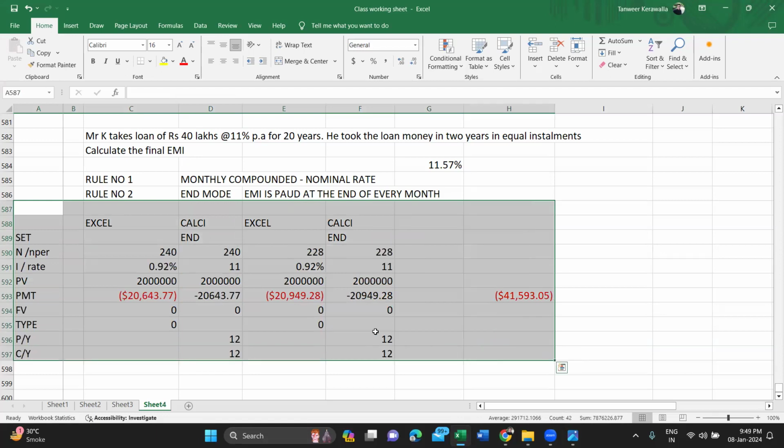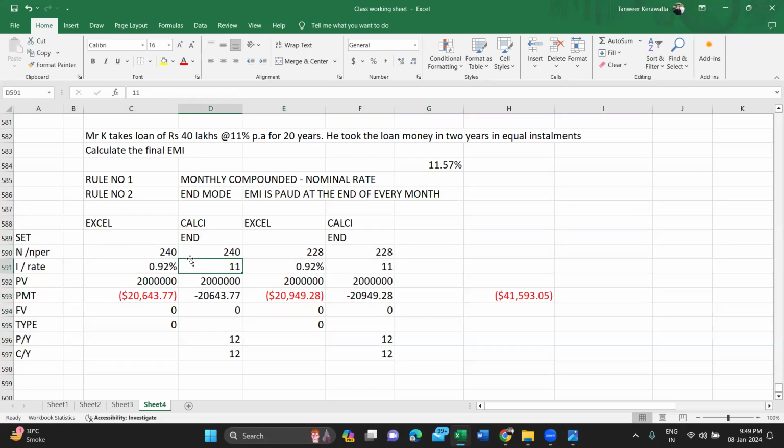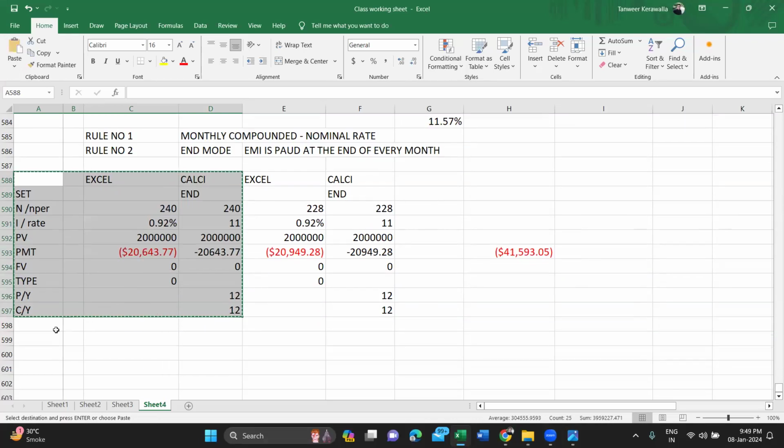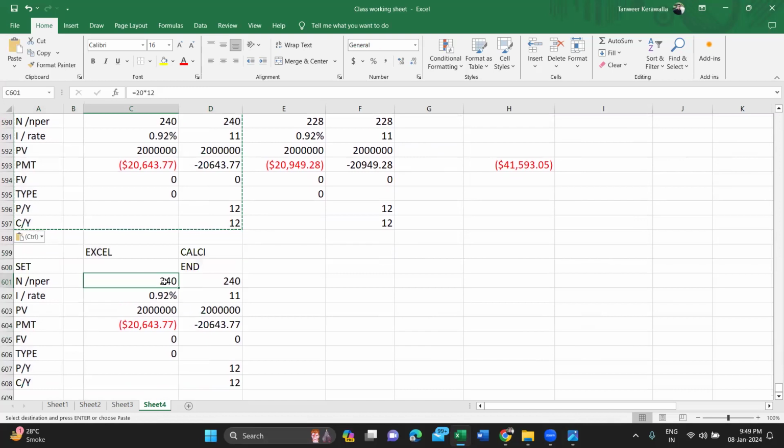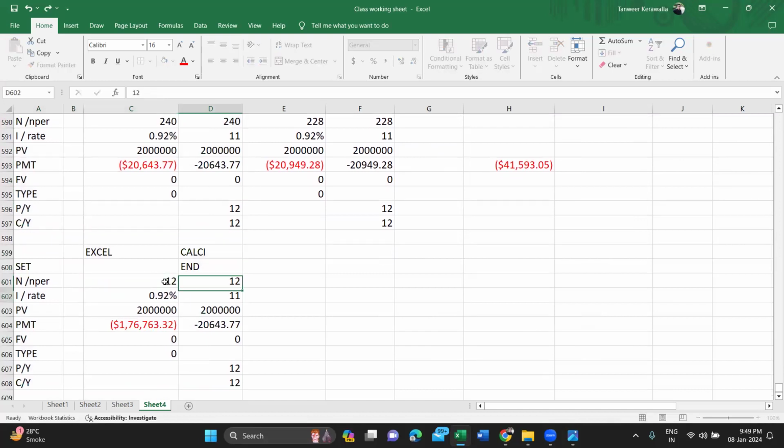How does the bank compute it? What the bank will do, they will take 20 lakhs for 1 year, first of all. So the first part will remain the same, but they won't take it for 240 months. They will take it for 12 months. Only the first year, 12 months.